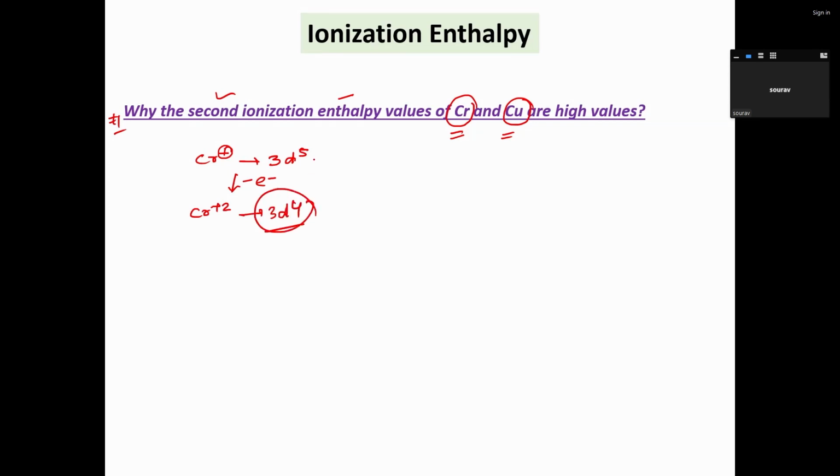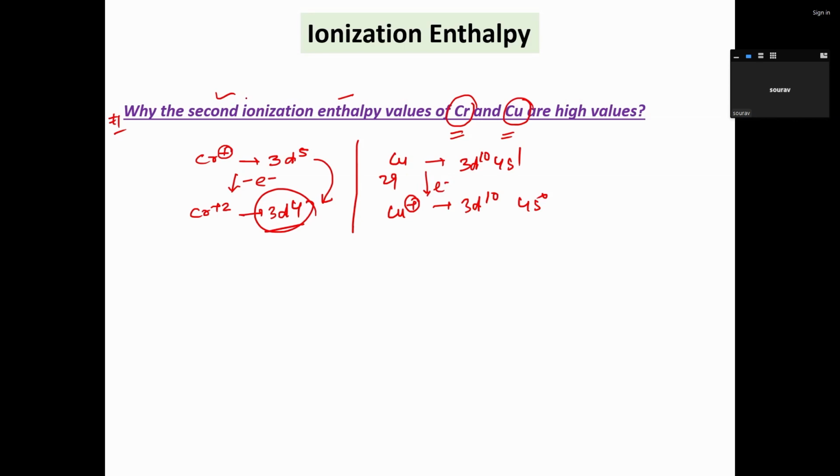So it is half-filled, it is stable. That's why it is high for the chromium case. Now for the copper case. First we know that the atomic number is 29. So for copper, the electronic configuration is 3d10 4s1. When it is copper plus 1, it will have the electronic configuration 3d10 4s0, because one electron is removed here.